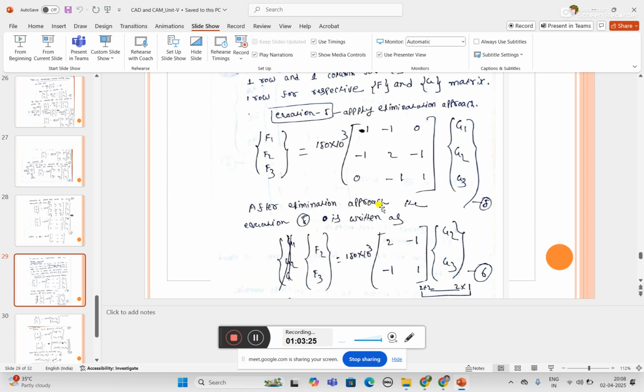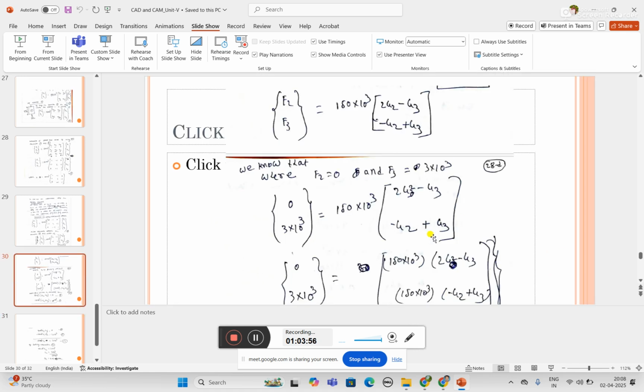After the elimination approach, ఈక్వేషన్ 5 ఎలా రాసుకుంటామంటే, మనం అది ఎలిమినేట్ చేసినాం కాబట్టి F2 F3 మాత్రమే ఉంటుంది. 150 ఇంటూ 10 పవర్ 3, ఫస్ట్ రో మొత్తం వెళ్ళిపోయింది. ఫస్ట్ కాలం వెళ్ళిపోయింది కాబట్టి ఈ ఎలిమెంట్స్ మాత్రమే ఉంటాయి: 2 -1, -1 1, అవి అక్కడ రాసుకుంటారు. ఆ 2×2 మ్యాట్రిక్స్ ఉంటుంది, U2 U3. ఇప్పుడు ఈ ఈక్వేషన్ ఉపయోగించి మనం డిస్ప్లేస్మెంట్స్ కనుక్కోవాలి. ఈ ఈక్వేషన్లో F2 వాల్యూ, F3 వాల్యూ సబ్స్టిట్యూట్ చేయాలి.